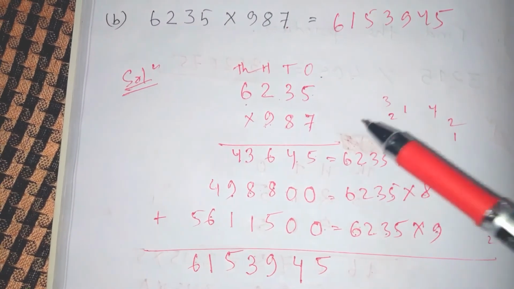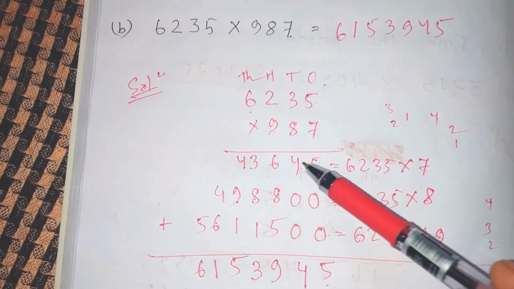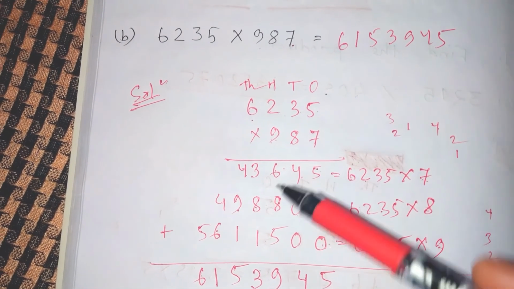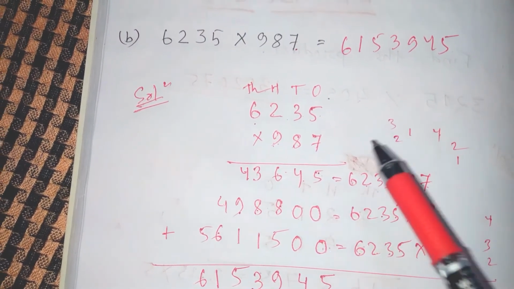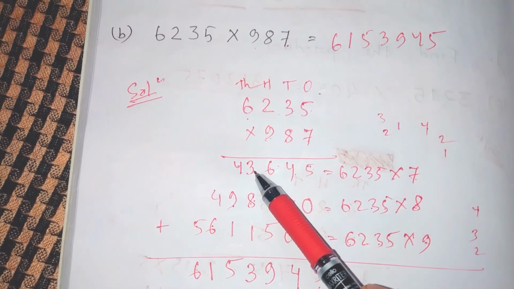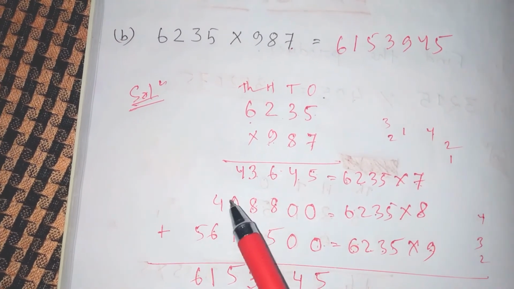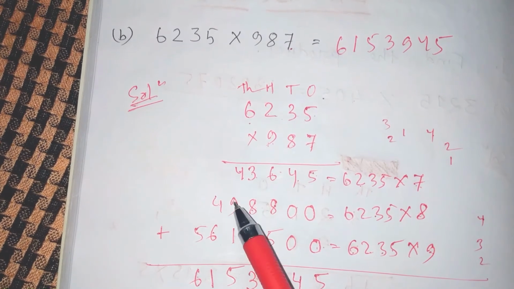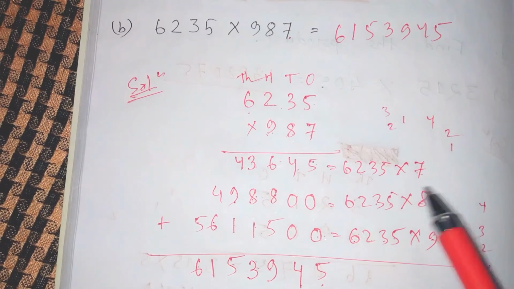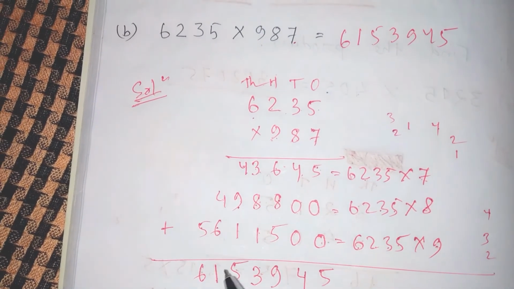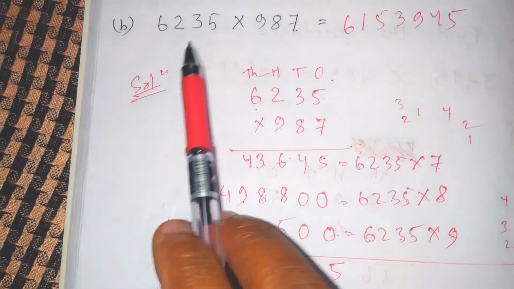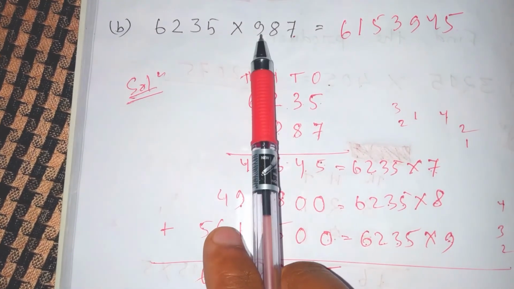So you have 5, 0, 0, this 5, 4, 0, 0, 4. 6 plus 8 is 14, plus 5 is 19, 9, 1 will be in hand. 8 plus 1 is 9, plus 3 is 12, plus 1 is 13, 1 will be in hand. 4 plus 1 is 5, plus 9 is 14, plus 1 is 15, 5, 1 will be in hand. 6 plus 4 is 10, plus 1 is 11, 1 will be in hand. 5 plus 1 is 6. This is the product that I have got after multiplying 6235 into 987.